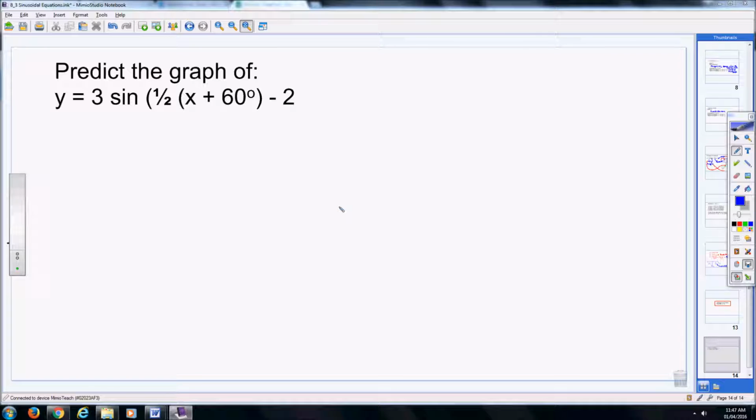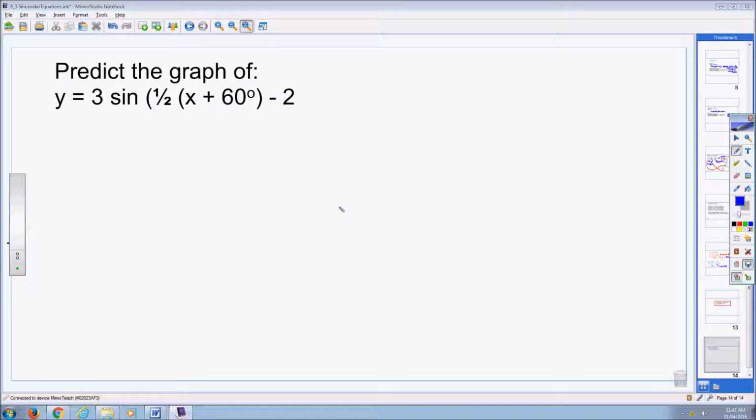Welcome to Math 12 Sinusoidal Graphing with Transformations. Here we've been asked to predict the graph for this equation.